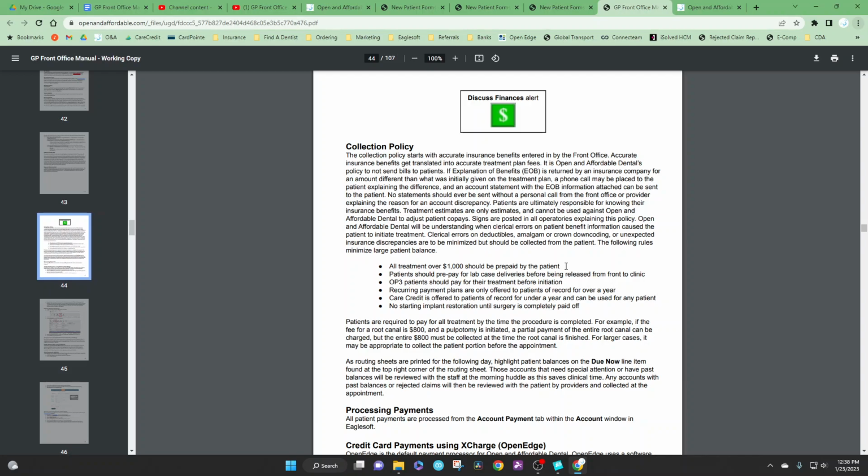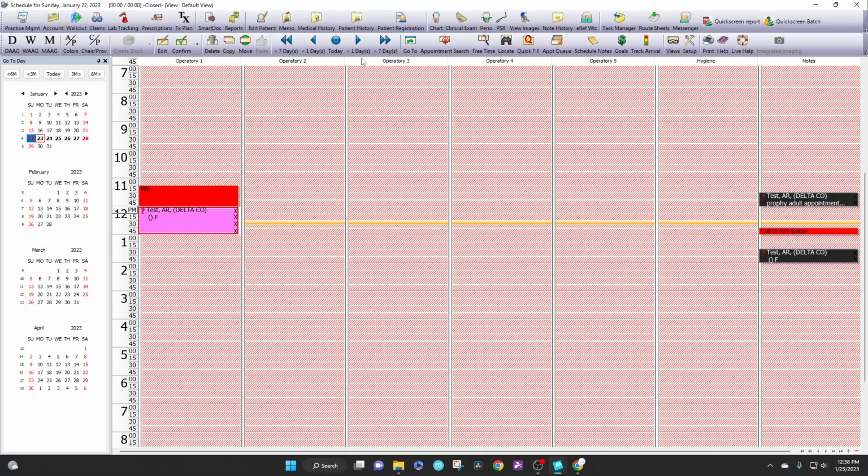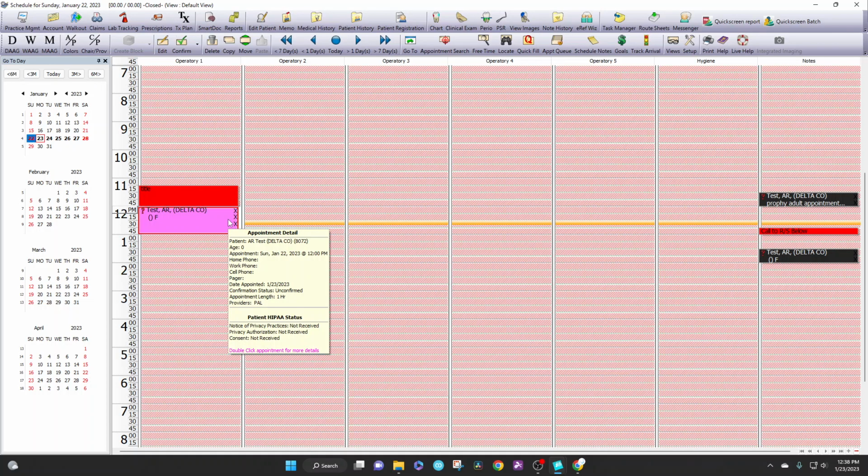And then it's our policy to not start an implant restoration until the surgical portion of that implant has been completely paid off. So it's really important to understand that due now portion of the patient account, and communicate with the patient effectively on getting that payment from them so that the office collections can be as high as possible.